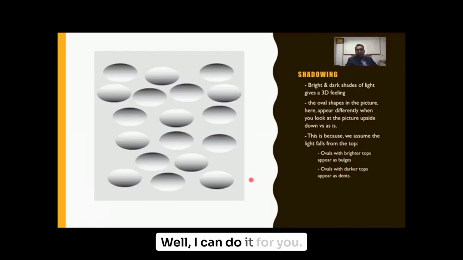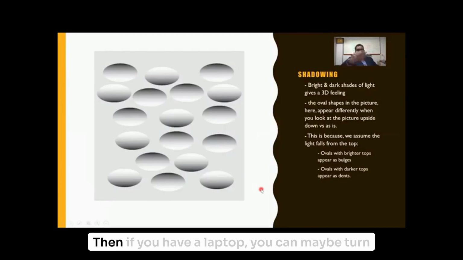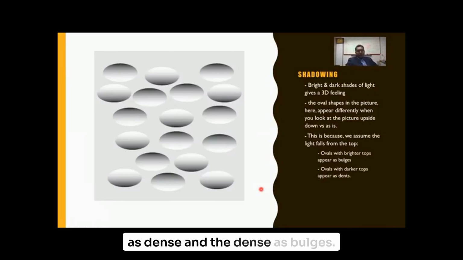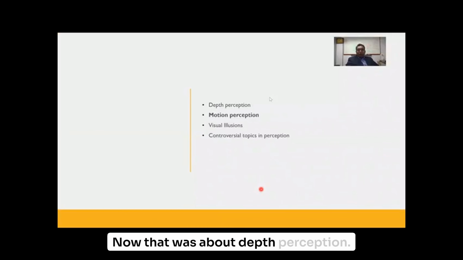Well, I can't do it for you. You can pause the video. Then if you have a laptop, you can maybe turn it upside down, and you'll see that the bulges will appear as dents and the dents as bulges. Now, that was about depth perception.